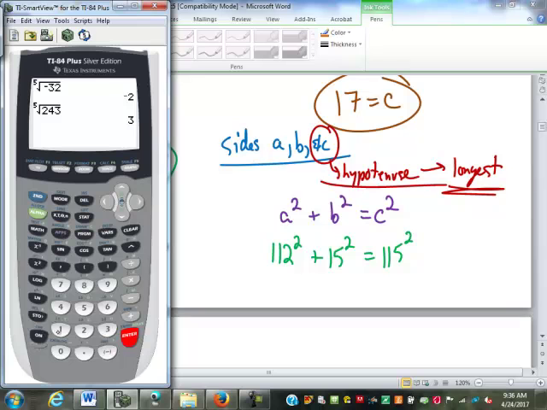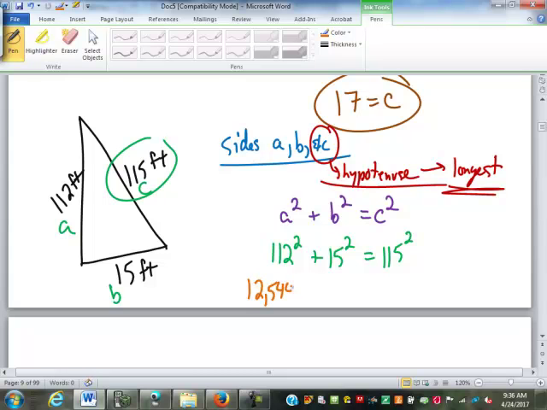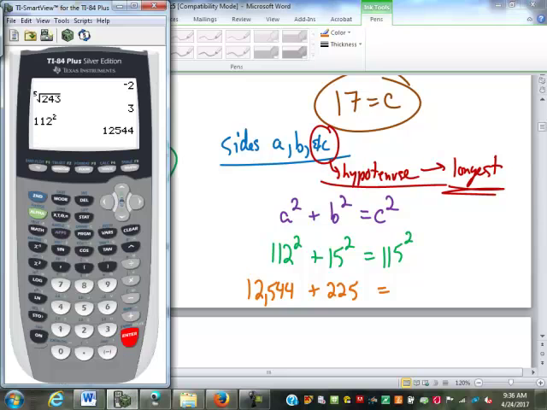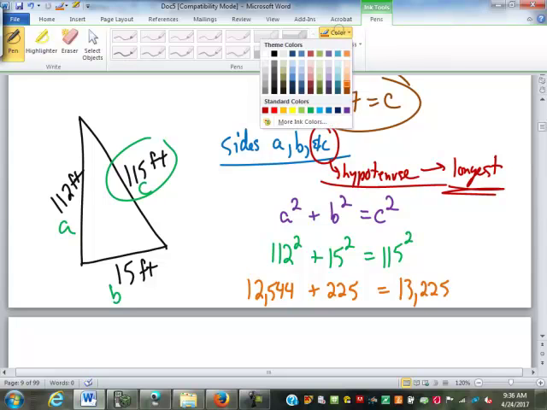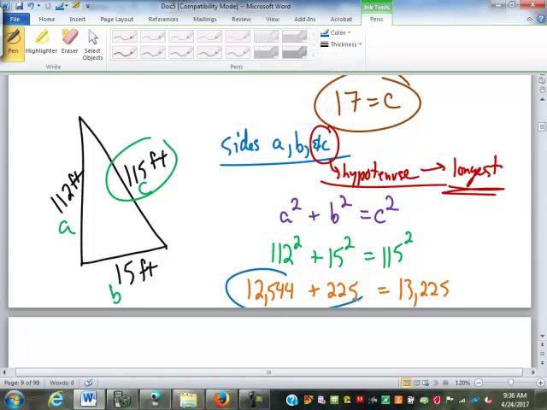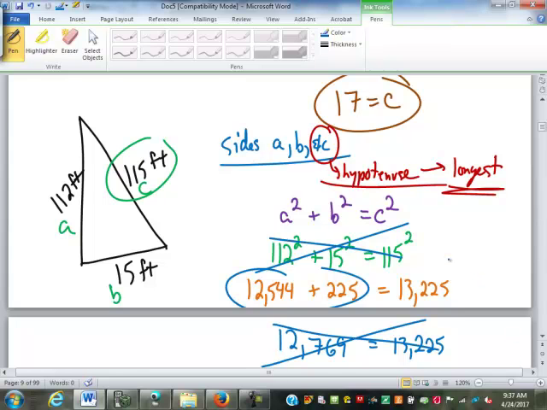So 112 squared is 12,544. 15 squared is 225. 115 squared, 13,225. If we add these together, we get 12,769. Does that work out? No, it does not. So this is not true. So this is not a right triangle. This angle here is not a right angle.